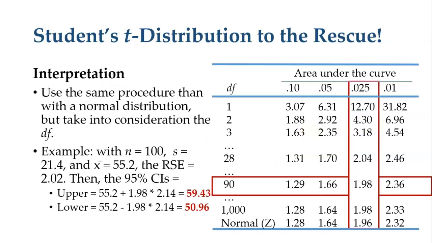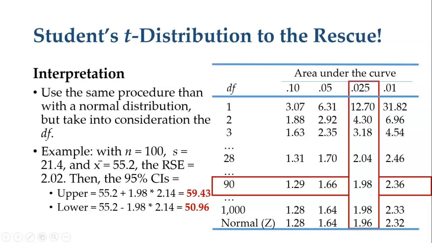Okay. So how do we interpret the results with the t-distribution? It's to some extent similar to what you do with the normal distribution, but the difference here is that you need to pay attention to the degrees of freedom again. So similarly, you're gonna have the mean of the sample, in this case again 55.2, and you're gonna add, in this case, your degrees of freedom are 99.